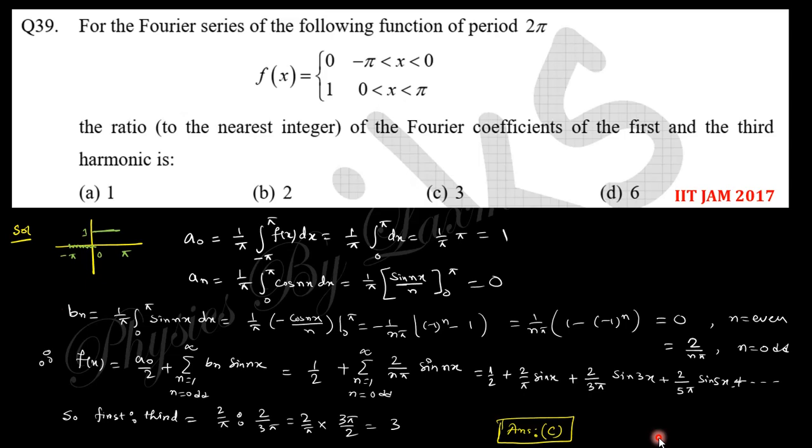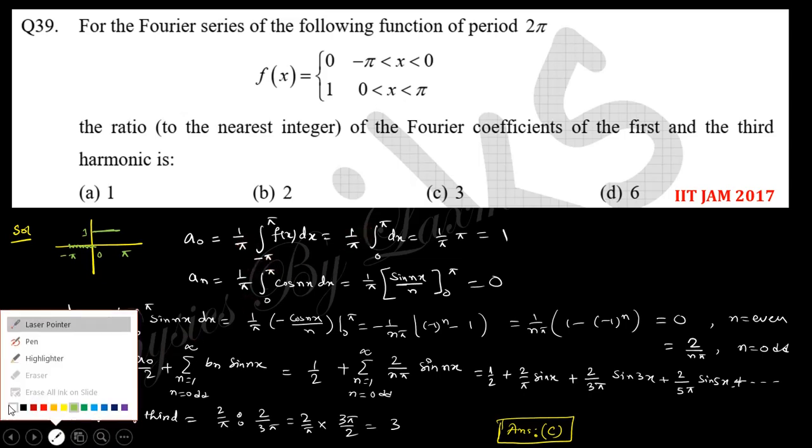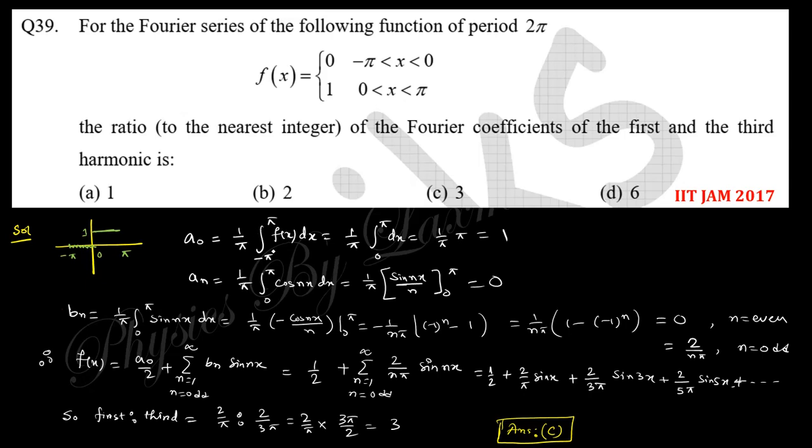5 pi. 2 by 5 pi. I think there is some mistake. Minus pi by 2 plus pi. This is a 2, sorry. 2 by... sorry, no, this is 0 to pi, this is 1, so this is x pi, right? This is 1, no problem.